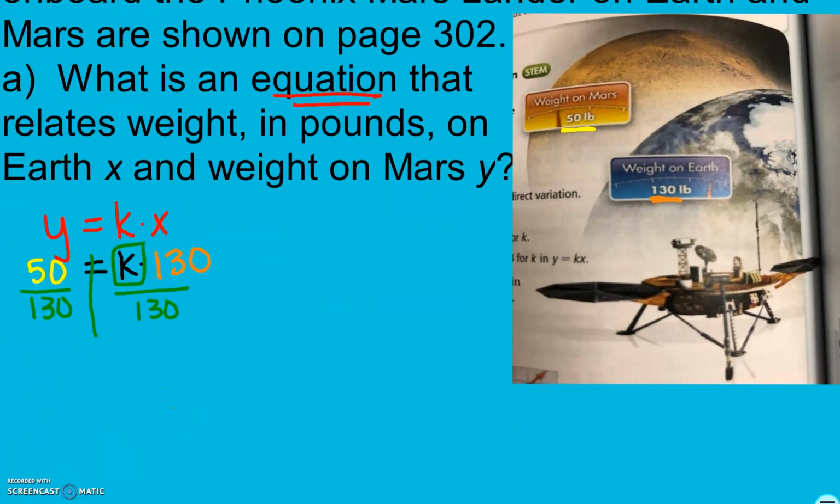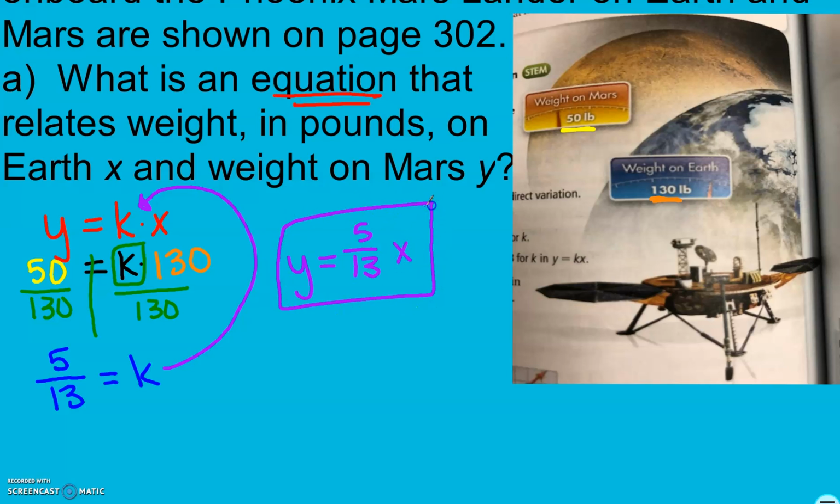Here, 50 over 130, we always want to reduce our fractions, but since we're talking about our k value, which is slope, I'm going to leave it as a fraction for now. Now, my equation is what I'm looking for, so I take my k value and plug it back in. So y equals 5 over 13 times x. And that's my equation that relates weight in pounds on Earth and weight on Mars, y.